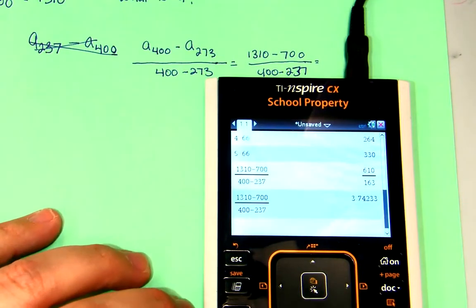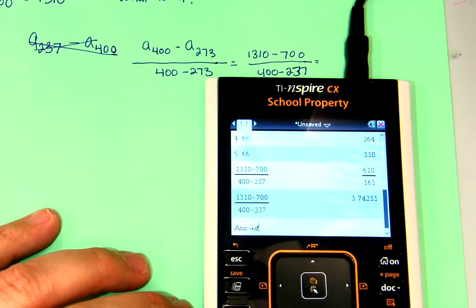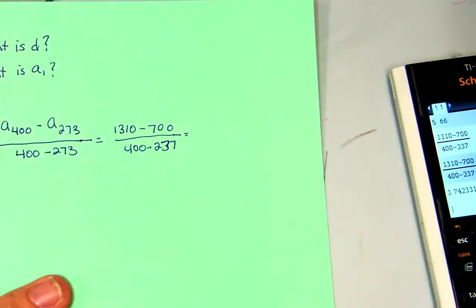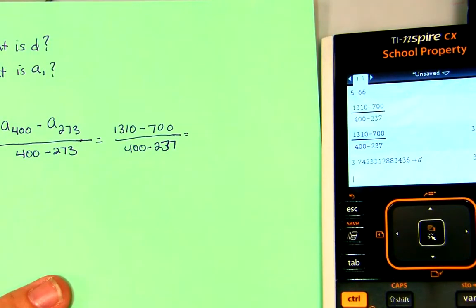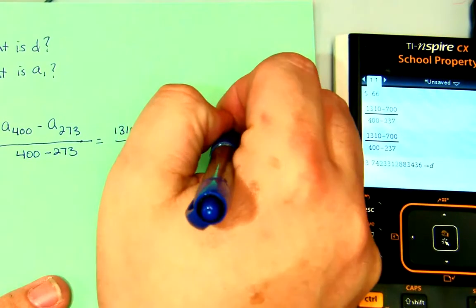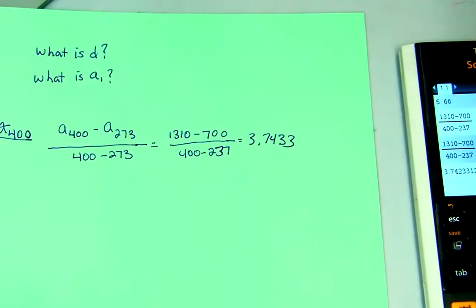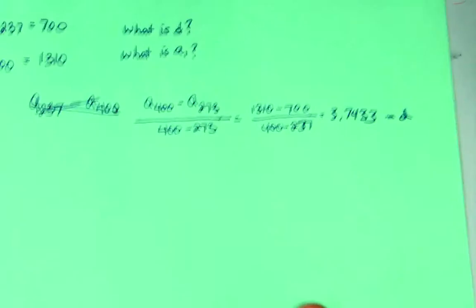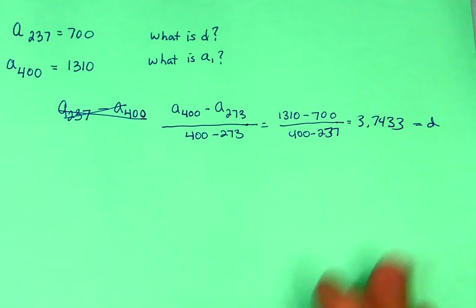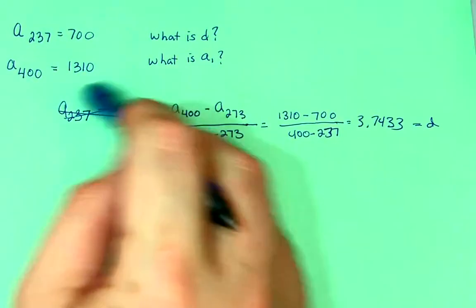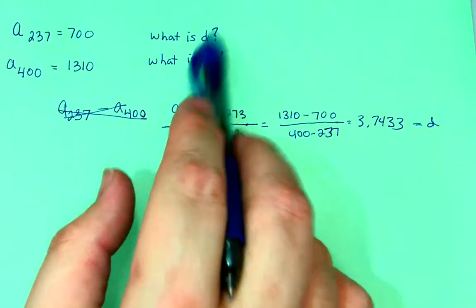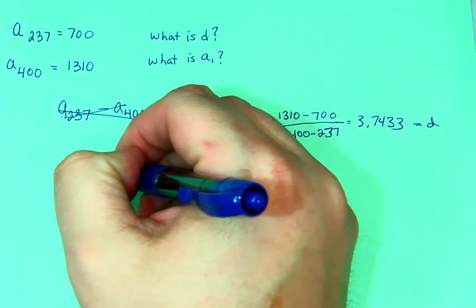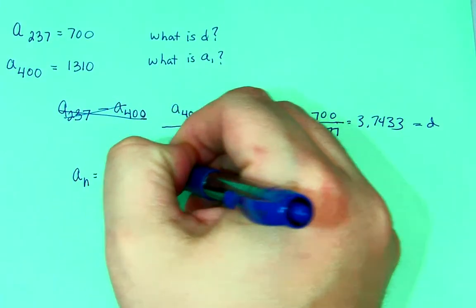So I'm going to store this into D, and then write this over here: 3.7433. That's the common difference between each one. Now, this is our D. And what we need to do is take the value that we're going to get and use our formula that we do know to find A sub 1. So the formula is A sub n is equal to A sub 1 plus n minus 1 times D.